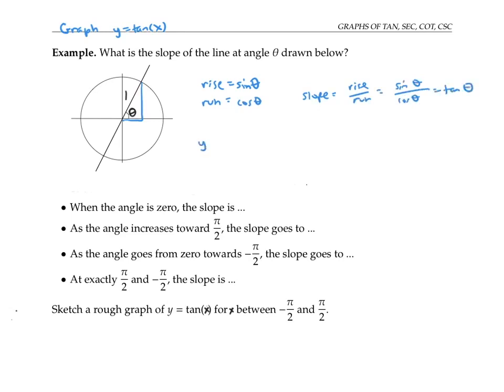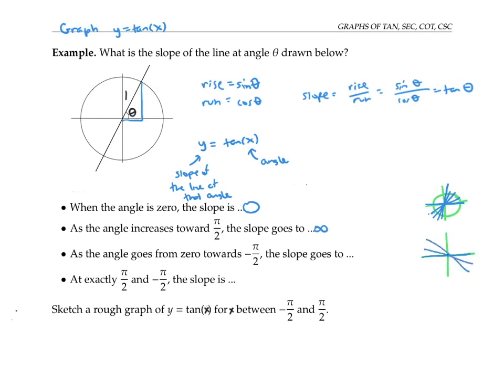So if I want to graph y equals tan of x, I can think of x as being the angle and y as being the slope of the line at that angle. Notice that if the angle is 0, the slope is 0, but as the angle increases towards pi over 2, the slope gets bigger and bigger, heading towards infinity. As the angle goes from 0 towards negative pi over 2, the slope is getting negative and heading towards negative infinity. At exactly pi over 2 and negative pi over 2, we have a vertical line, and so the slope is undefined. Using this information, let's graph a rough sketch of y equals tan x.